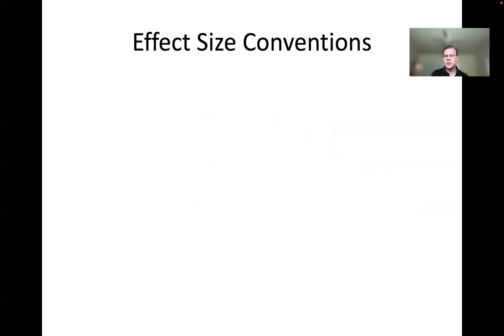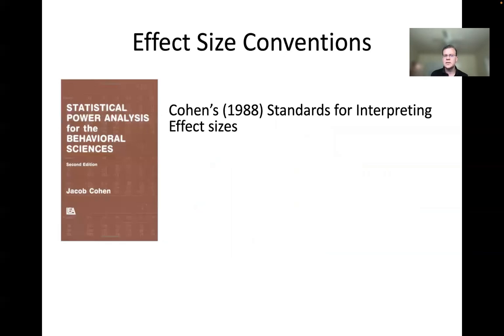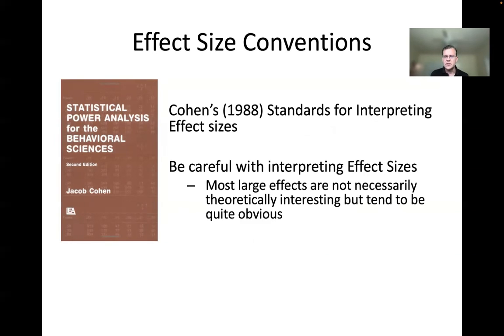So what are the conventional sizes that we think of when we're talking about effect sizes? Well, most of this stuff comes from Cohen's classic 1988 book, where he provides some standards for interpreting effect sizes. And it's really important to be cautious when we're interpreting effect sizes, because in a rather counterintuitive way, large effect sizes are not necessarily more theoretically interesting and instead tend to be rather obvious.